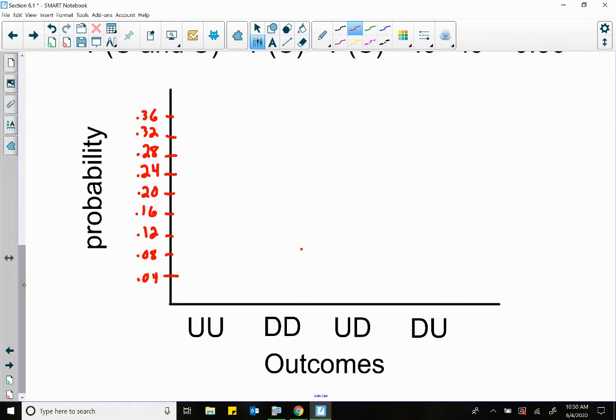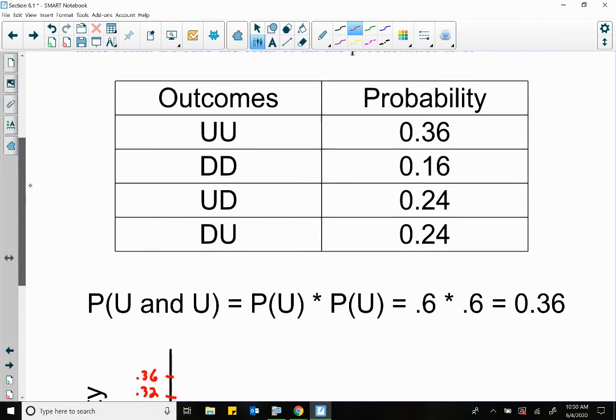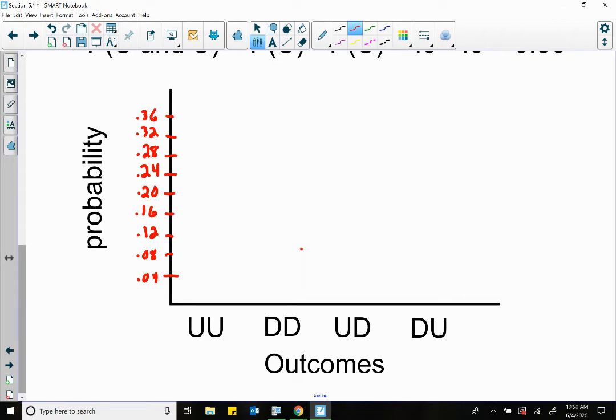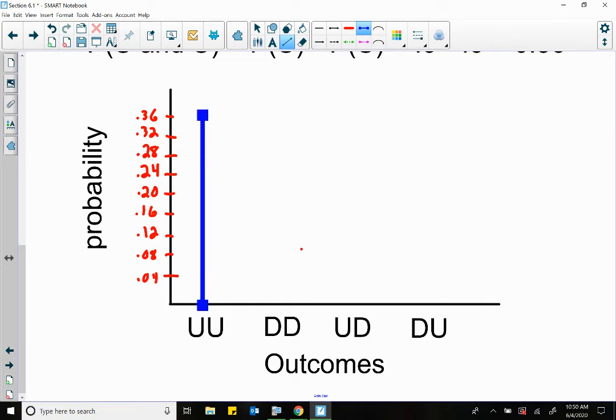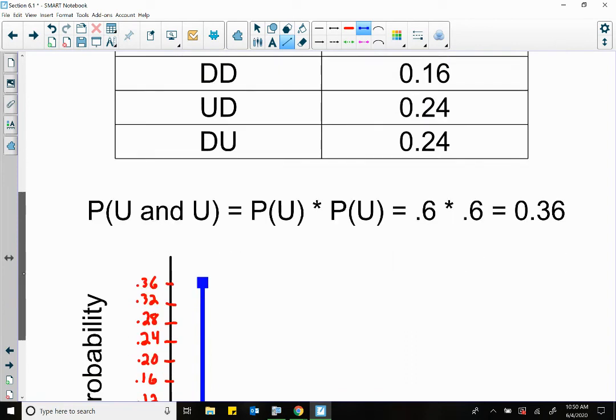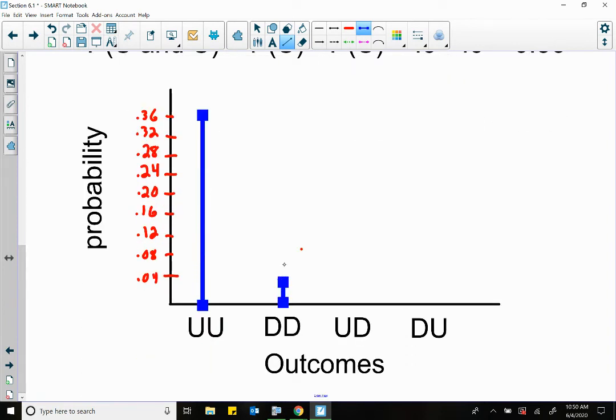Okay? So we got 0.36. Wow, that's horrible. Let's see if I can do this a little bit better. We'll just use this. 0.36. The next one was 0.16. UD and DU both had the same, which was 0.24.